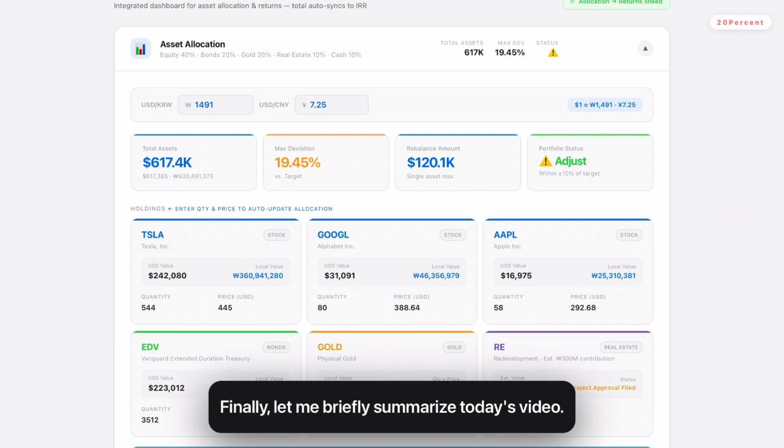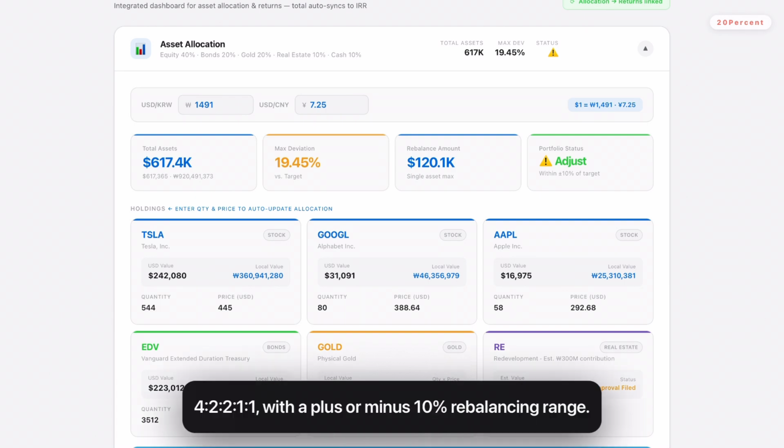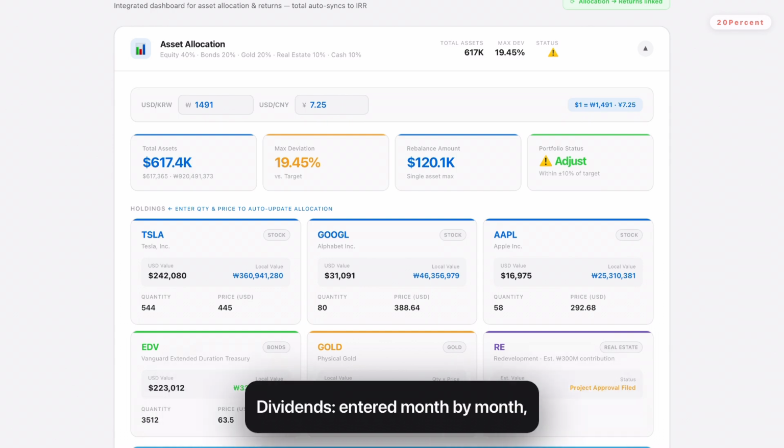Finally, let me briefly summarize today's video. Asset allocation: 4 to 2 to 2 to 1 to 1, with a plus or minus 10% decision range. Returns: annualized compound returns based on IRR with future simulation. Dividends: entered month by month with Korean tax rules reflected automatically. Languages: Korean, English, and Chinese, available with instant switching.